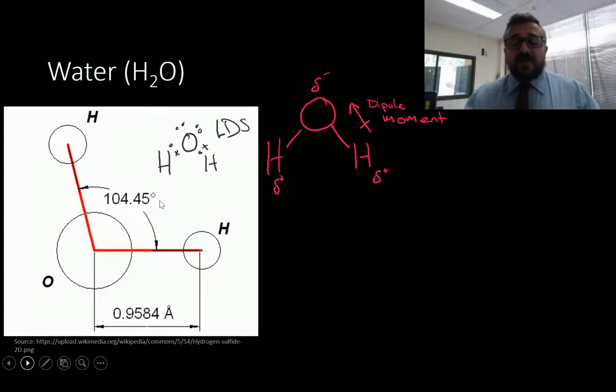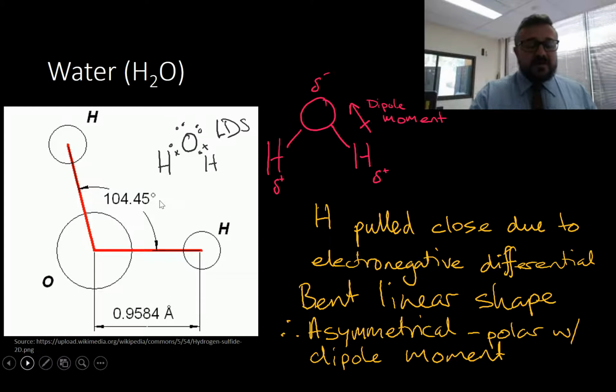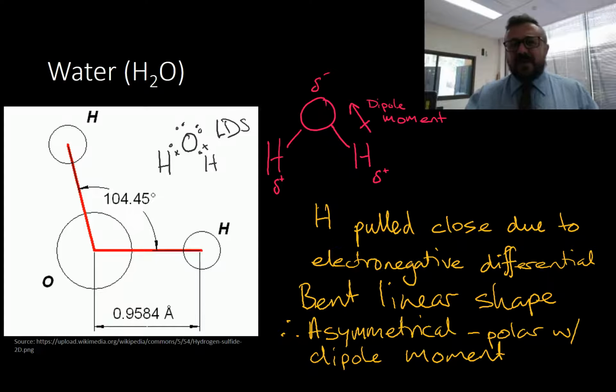Water is a polar bent molecule. And we see it's got the angle here of 104.5 degrees, and the bond distance here is 0.9584 angstroms. Now that's about 95 picometers, 95.84 picometers. So that's actually quite a small bond, and that's because oxygen is very electronegative. So it pulls the hydrogens close, because it's trying to pull in the electrons.